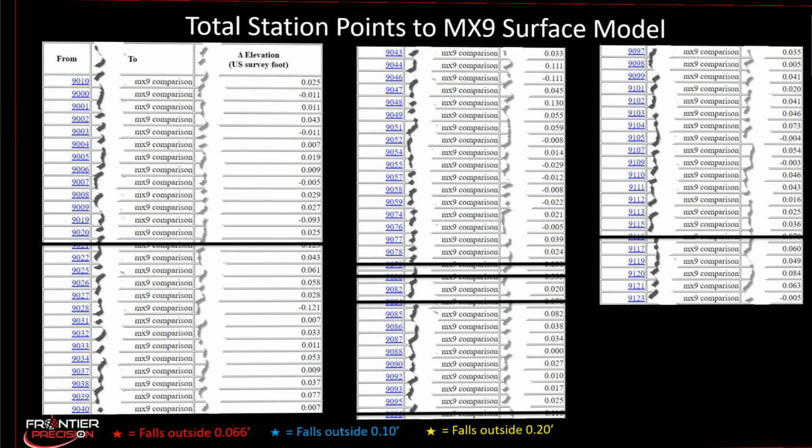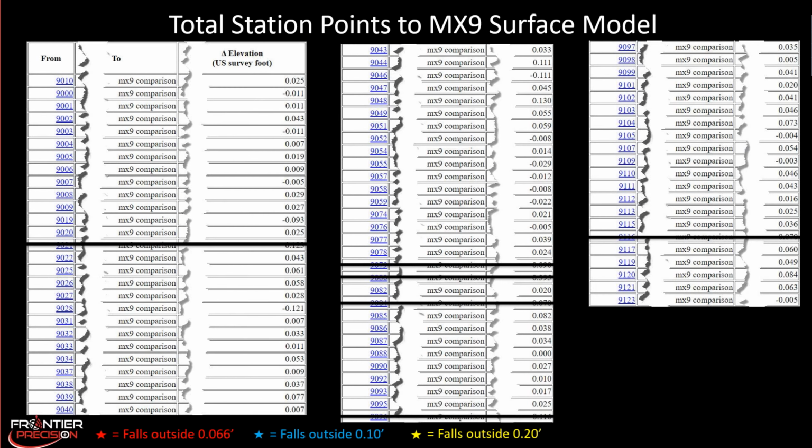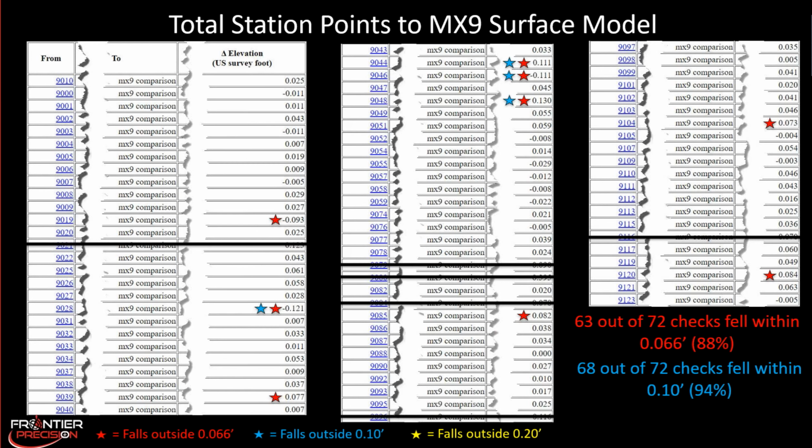Looking at the MX9 surface model, comparing it to our total station cross sections, it looks like there were 5 points we had to throw out because of stuff on the road, but 88% of those points, so 63 out of 72, fell within 2 centimeters. 94% fell within 1/10, and 100% of our points, so every single point, was under 2/10 that we used to check. So we're pretty happy with those results.